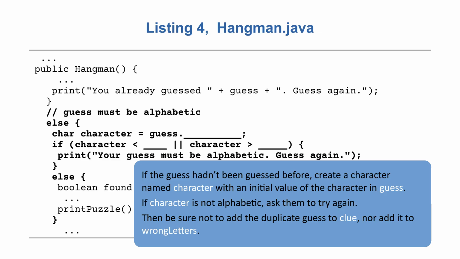Hint: use single quotes around character data. Hint: compare characters using equal signs, less than signs, or greater than signs. Then, be sure not to add the duplicate guess to clue or add it to wrong letters. Hint: move the code that handles valid guesses into an else block.